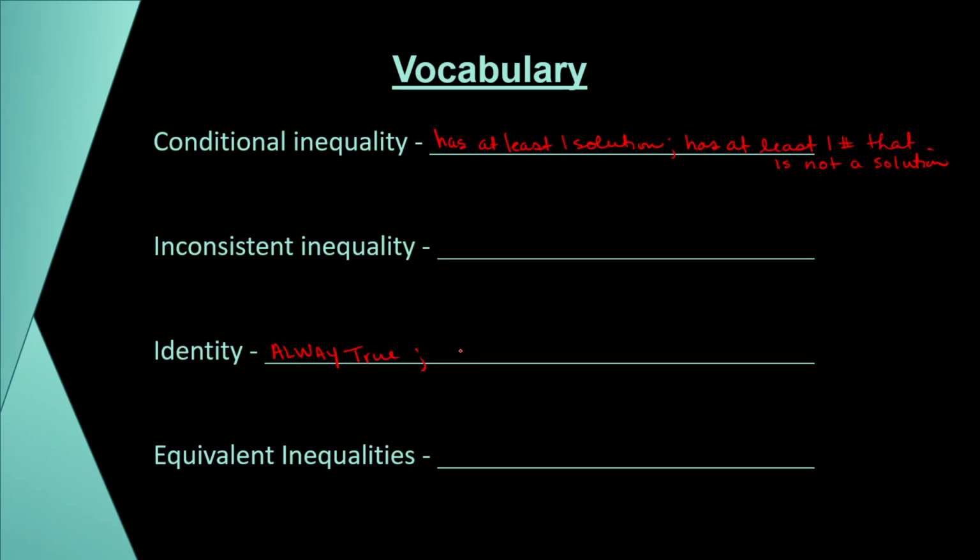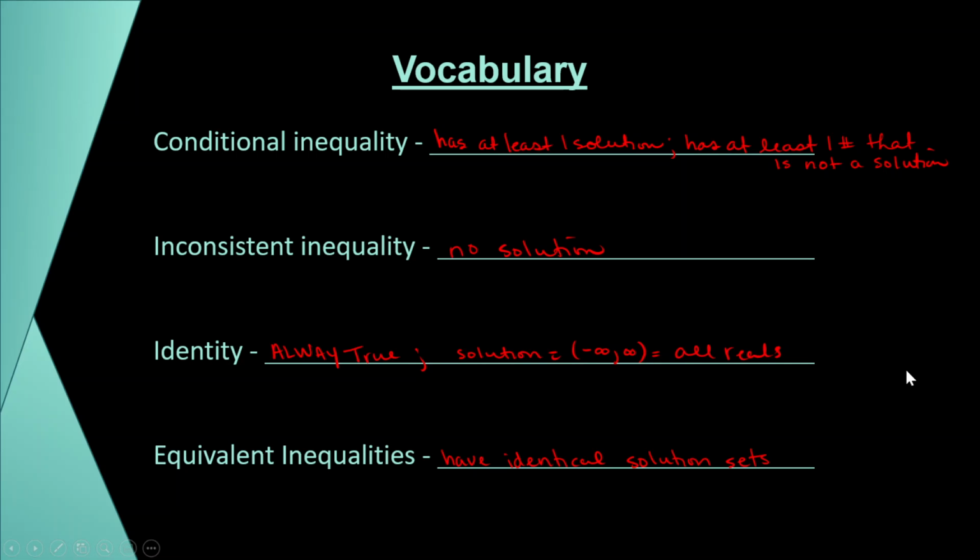Okay, so this means that its solution is all reals. Now, the other thing that can happen is we have no solution. And we call those inconsistent. Just like with our equations, if the equation didn't have a solution, then it was inconsistent. And equivalent inequalities have identical solution sets.